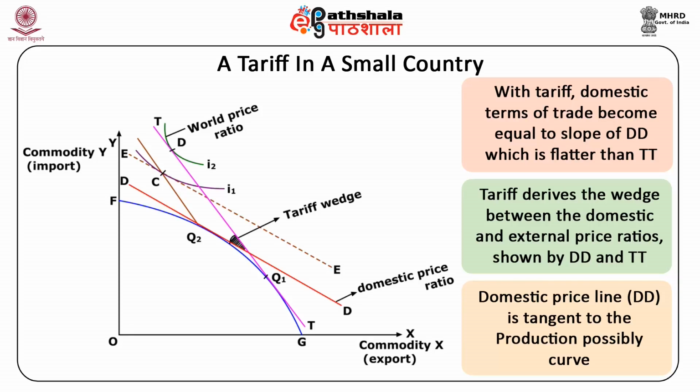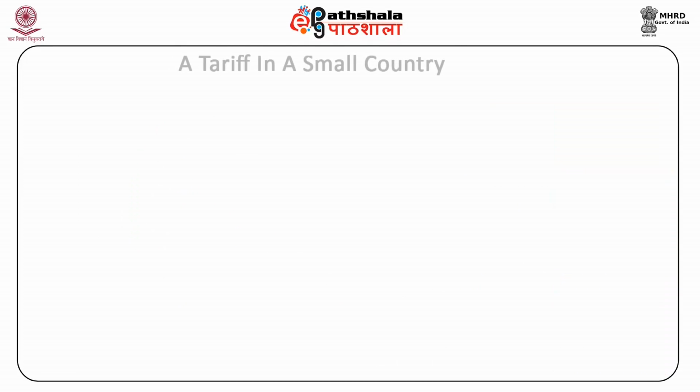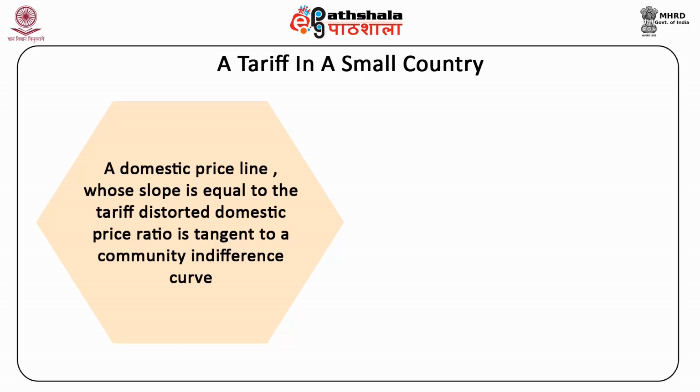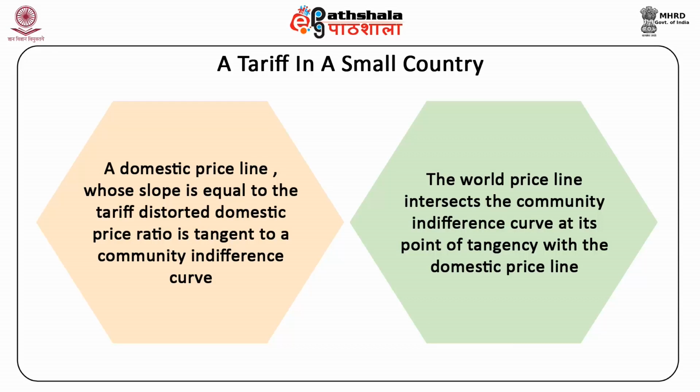Here we are assuming that the world price ratio remains unchanged, so the international trade takes place along the line Q2C, which is parallel to TT. A new equilibrium in consumption is reached when two conditions are satisfied. A domestic price line EE, whose slope is equal to the tariff-distorted domestic price ratio, is tangent to a community indifference curve, and the world price line P2C2 intersects the community indifference curve at its point of tangency with the domestic price line EE.